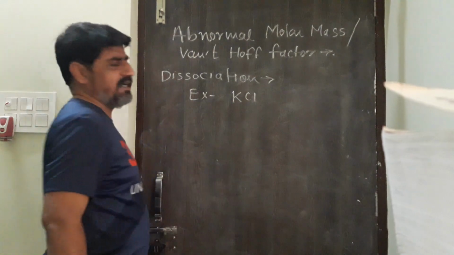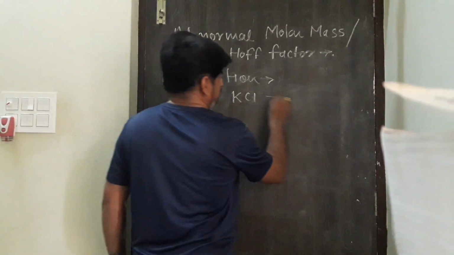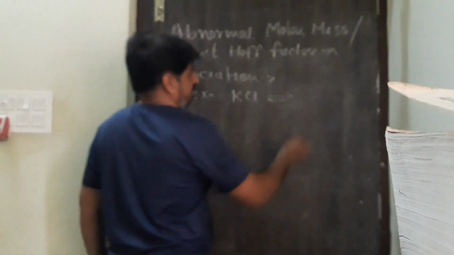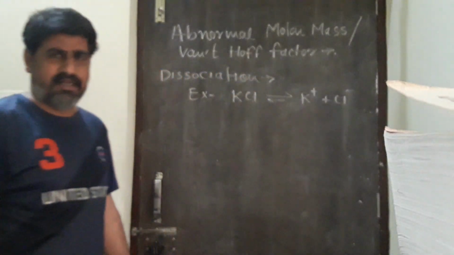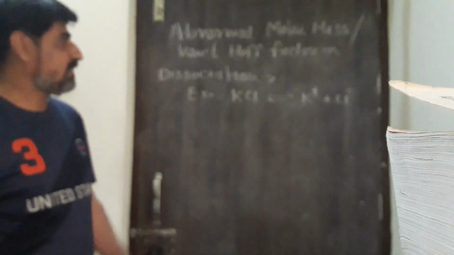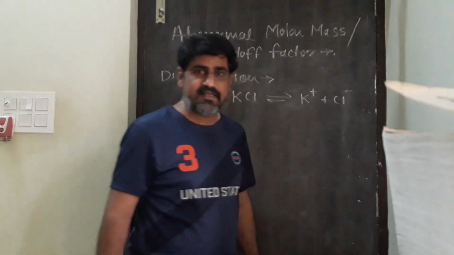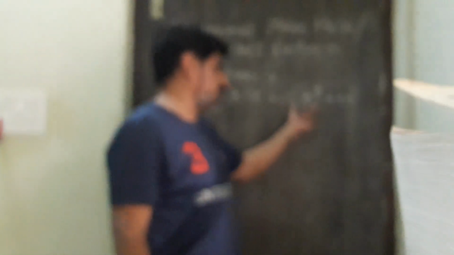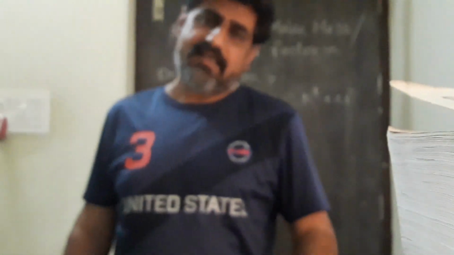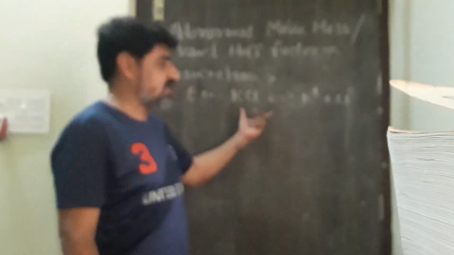Suppose I have taken KCl as a solute. When I add it into the solvent, it will dissociate into K+ and Cl-. A single KCl molecule dissociates into two ions, K+ and Cl-. Hence it will disturb our calculation.